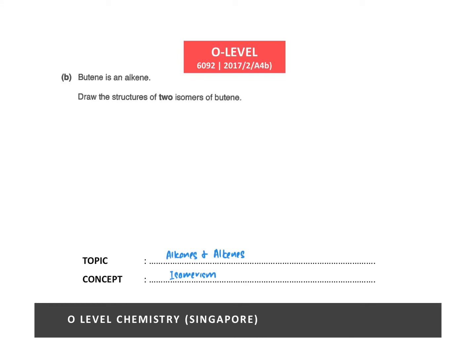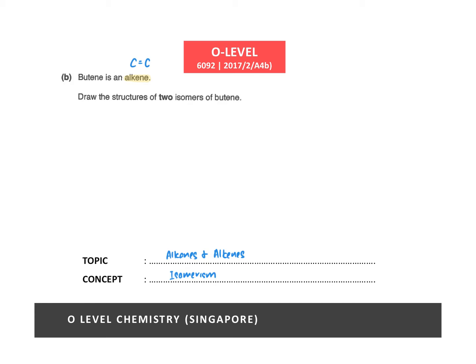In this question, we are looking at the drawing of isomers. Drawing of isomers is related to alkanes and alkenes, where we look at structure and bonding of the members of the homologous series. So the first thing is this. The question is very kind to tell you that butene is an alkene. So we need to recall that alkenes contain the carbon-carbon double bond.